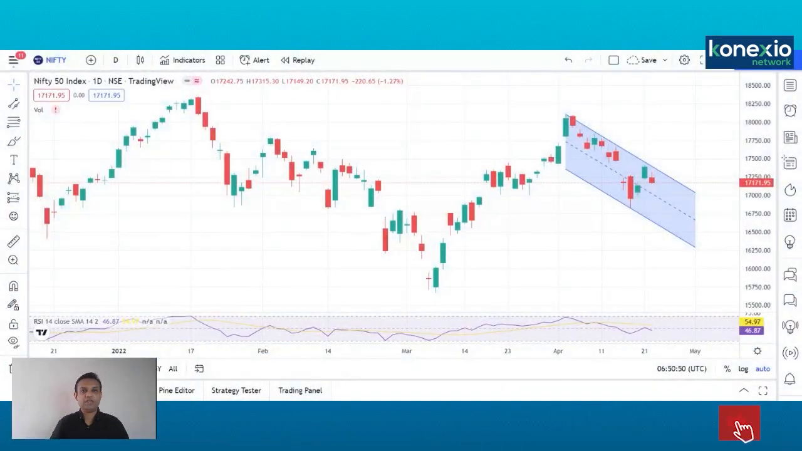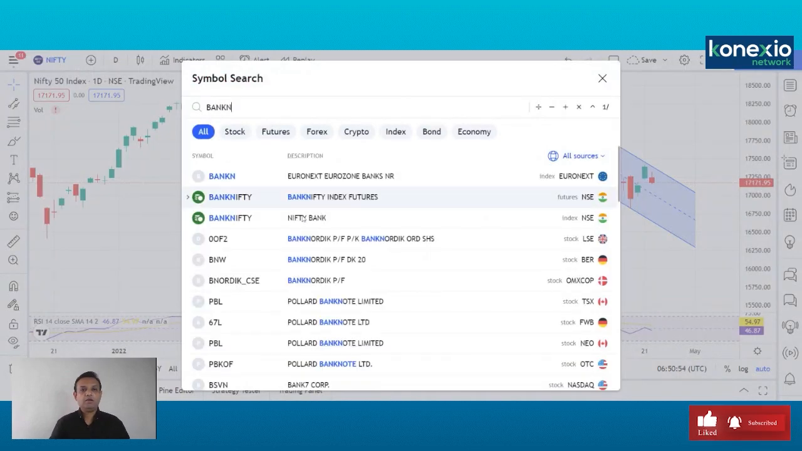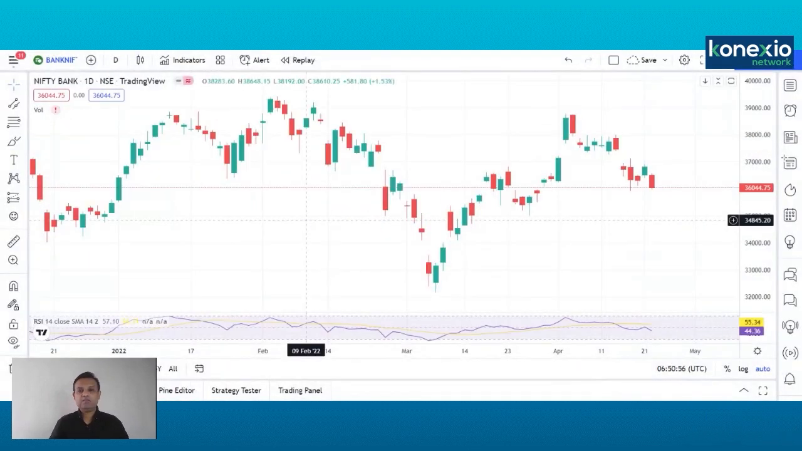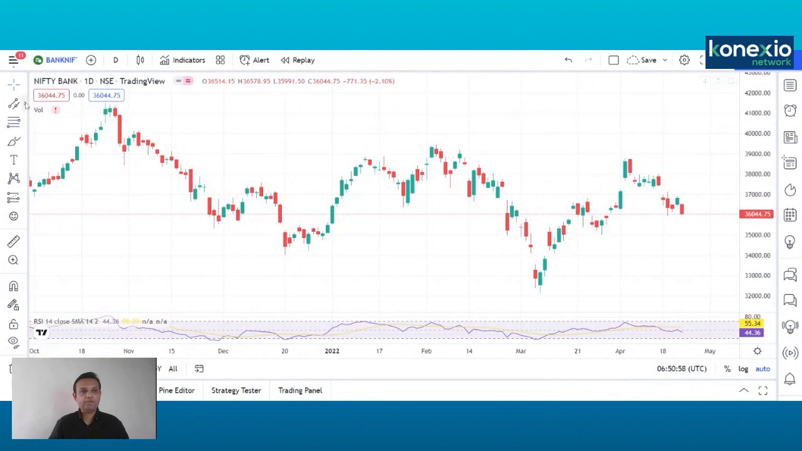Now let us go to the Bank Nifty and try to figure out what could be the trend for the next week. Let us go to the Bank Nifty chart. Now this is the Bank Nifty chart. Let me draw a parallel channel so we will have a clear view about the trend.